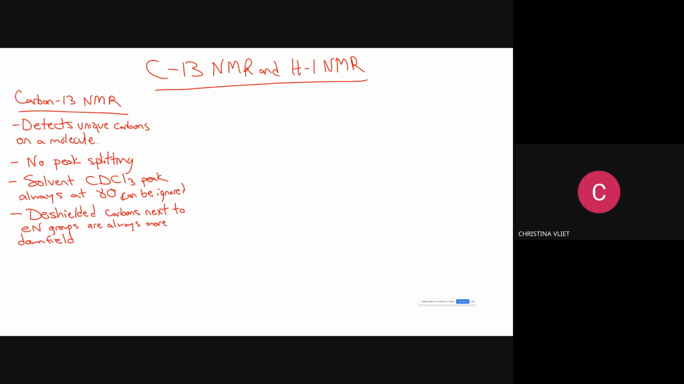And conversely, shielded carbons, ones that have a lot of alkanes, a lot of just CH3, CH2s, like a bunch of CH2s, are always upfield, closer to 0.